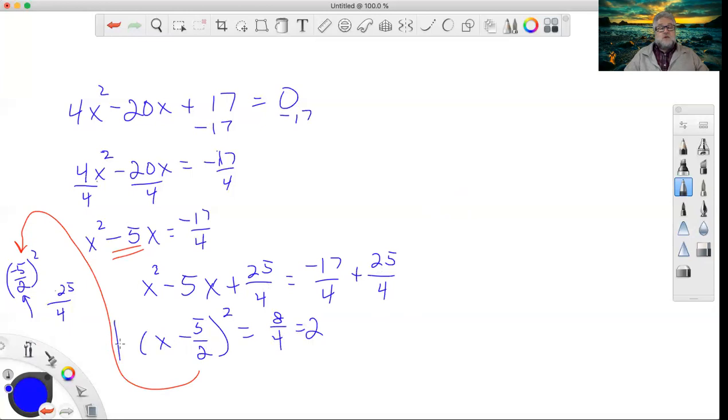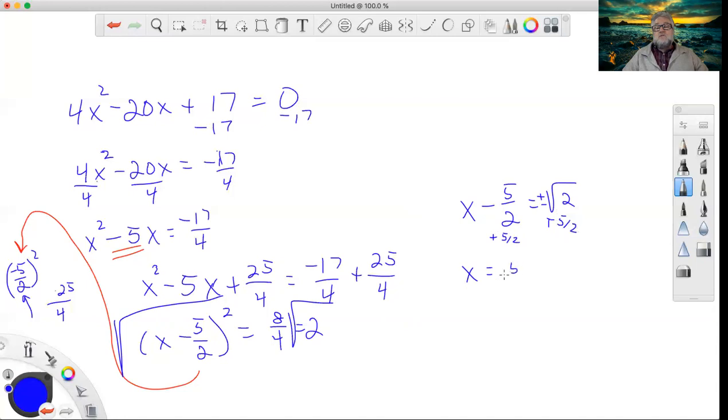Now I take the square root of both sides. So I get x minus 5 halves equals square root of 2. Oops, plus or minus. X equals, I add 5 halves to both sides. So I'll get 5/2 plus or minus square root of 2.